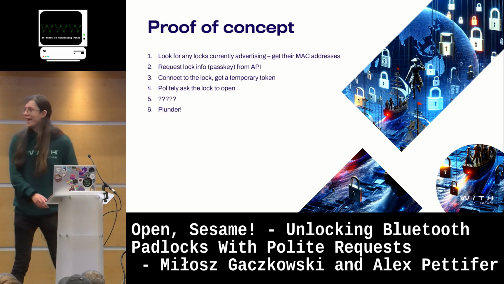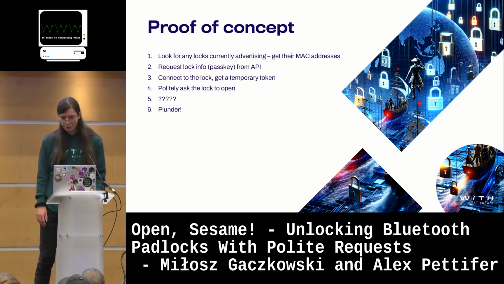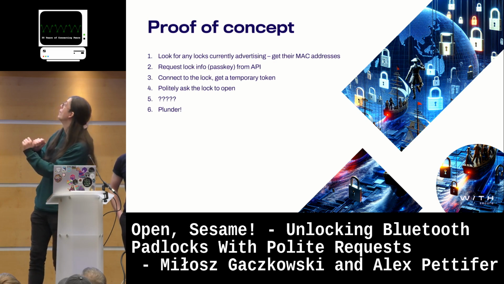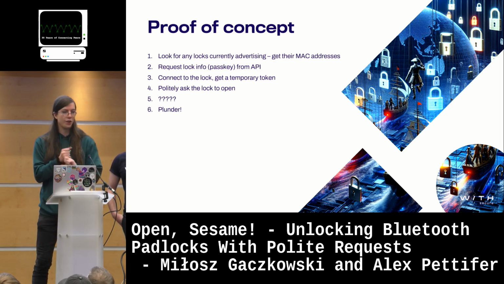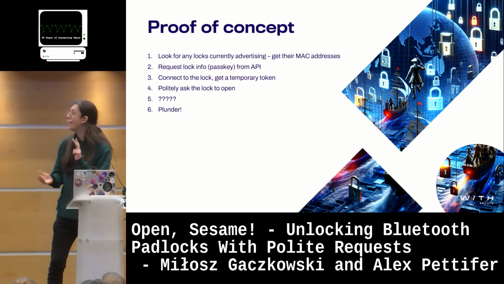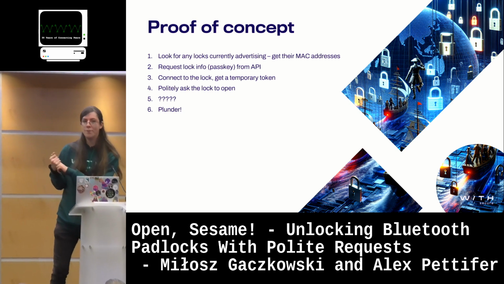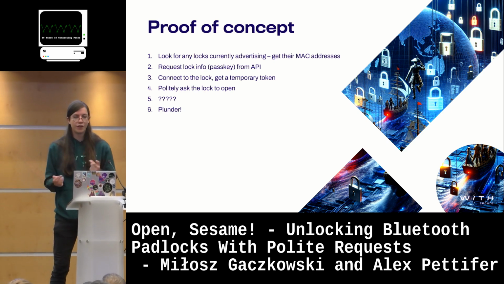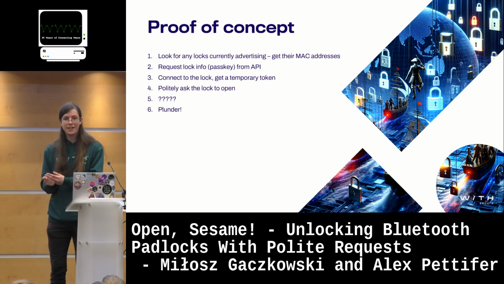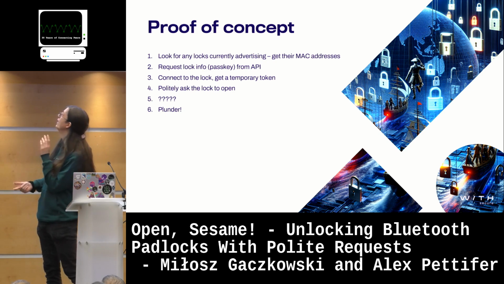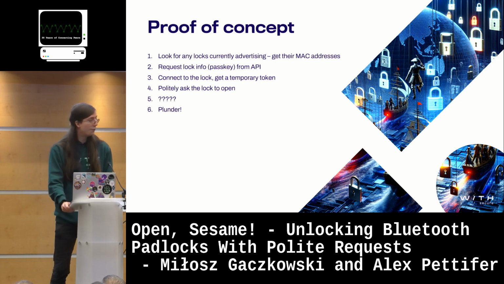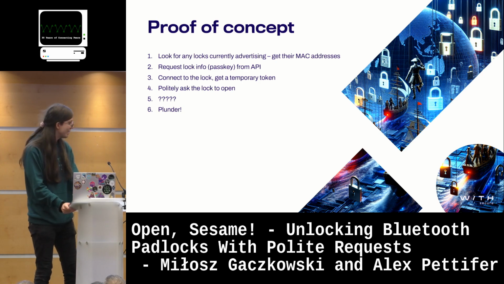So, taking this all together and building a single proof of concept, what we do is we scan for nearby BLE devices, filter out the ones with the E-Link OUI, grab the passkey from the API, completely for free. We don't need to do any work there at all. Connect to the lock itself, grab the token, send the password, and ta-da, it opens. And now we are going to very bravely attempt a demo.